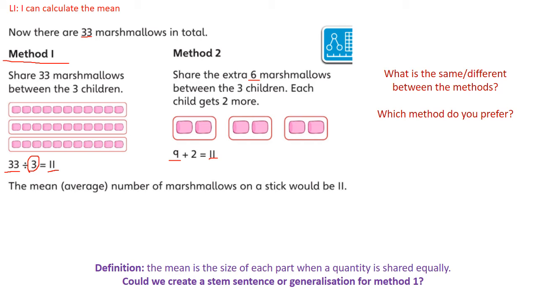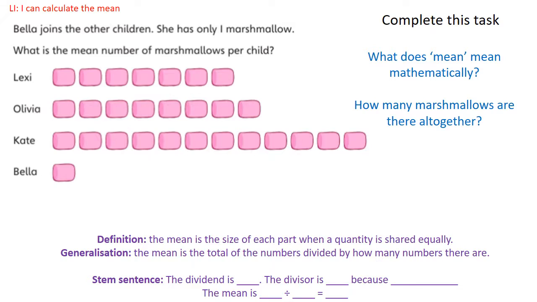How could we turn that into a generalization or a STEM sentence? Could you do that? So Bella joins the other children. She only has one marshmallow. What is the mean number of marshmallows per child? Do you remember what the mean means? The mean is the size of each part when a quantity is shared equally. And from that, we've got a generalization. The mean is the total of the numbers divided by how many numbers there are.